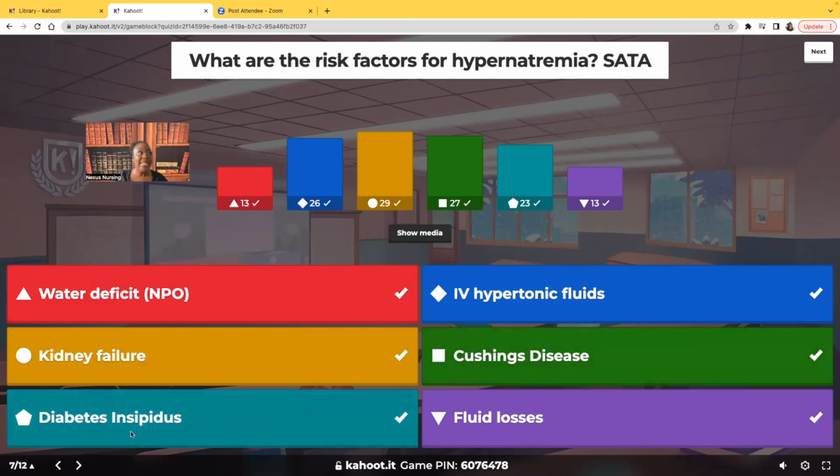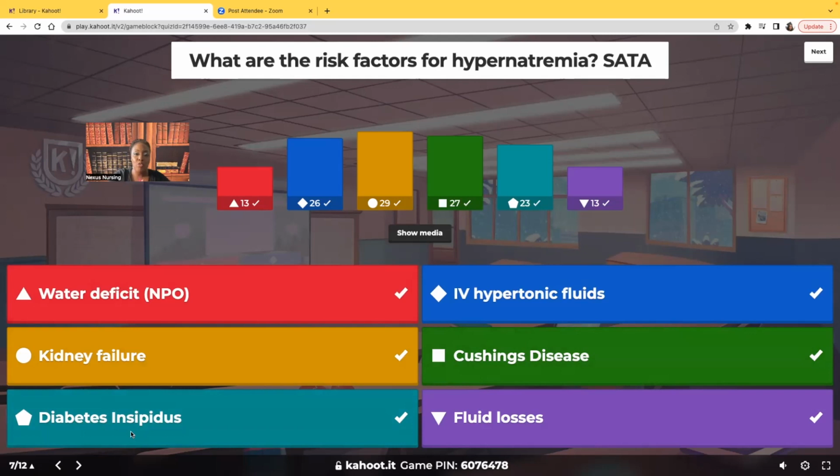Diabetes insipidus. Diabetes insipidus is on the opposite end of the spectrum. Remember when we were talking about SIADH, the patient had too much antidiuretic hormone, they were holding on to all of their fluids, it was causing hyponatremia. Well, diabetes insipidus is the opposite. They don't have enough ADH, so they're urinating all over the place.